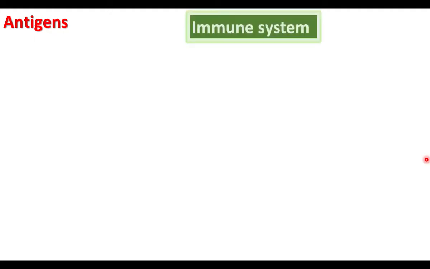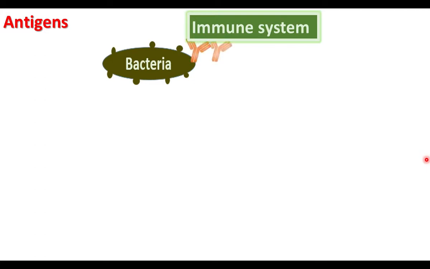Antigens are substances. When they enter into the body, they stimulate immune response. There are two kinds of immune responses. One is antibody production. The other one is activation of T cells. Antigens like bacteria, when they enter into the body, stimulate the immune system to show the response. Antibody production is a kind of immune response.